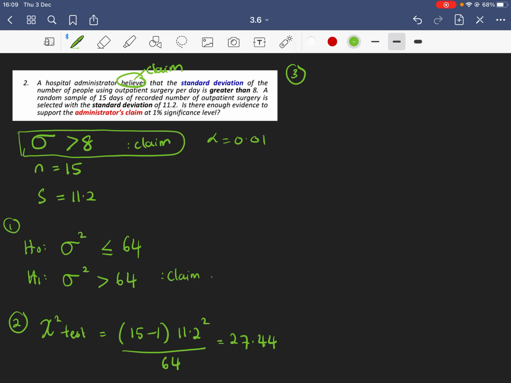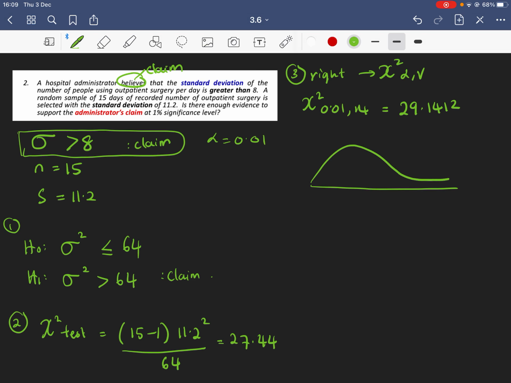Okay, step number 3. One tail or two tail? One. Right or left? Right. Right tail, chi-square alpha, nu. Okay, chi-square 0.01, nu is 15 minus 1 is 14. Chi-square 0.01, nu is 14. Look at your stat table, you get 29.1412. So right shaded here, you get 29.1412.